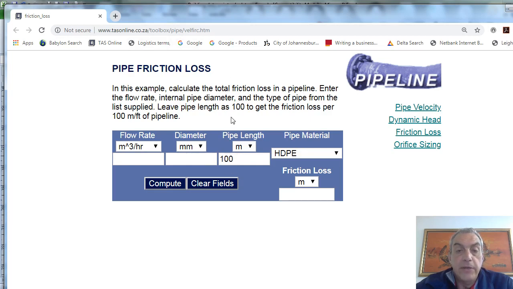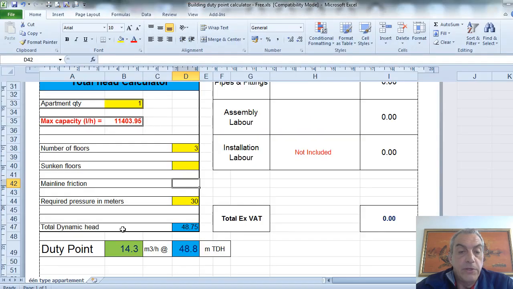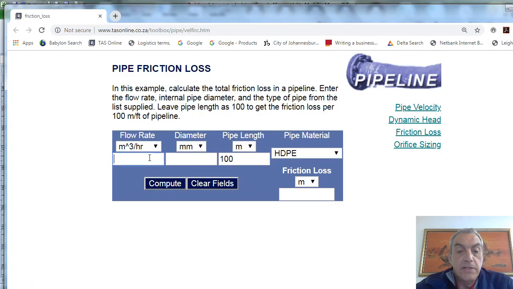friction loss, and what it says is it is working on the internal diameter of the pipe. Okay, so if we go back to the document, we saw our flow rate was 14.3. So that's the figure that we're going to put in there, 14.3 cubes per hour. And let's assume that the mainline pipe work from the booster set or the pump system to the building is a 50 millimeter galvanized pipe. It would have an ID of about 44 millimeters.